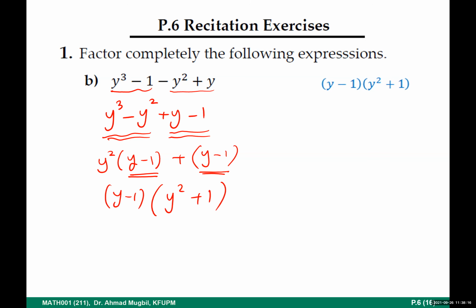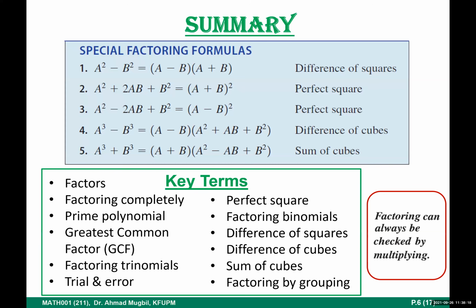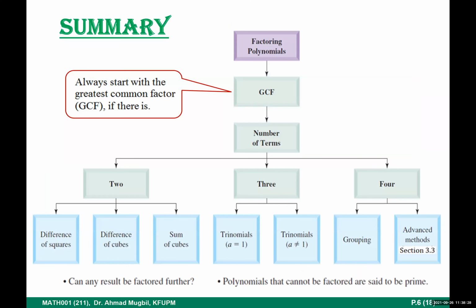Okay. Now, this is the summary of the section, Shabab. These are, of course, the main tools that you have. The key terms. Remember, always keep in mind that factoring can be checked by multiplying. And I will give you here an algorithm. You can think about this slide like an algorithm of factoring. How to do factoring. To factor a polynomial, always start with what? With the GCF. Factor out the greatest common factor.